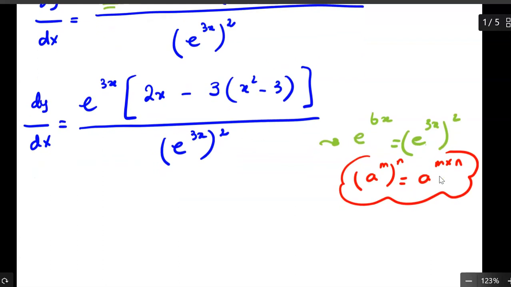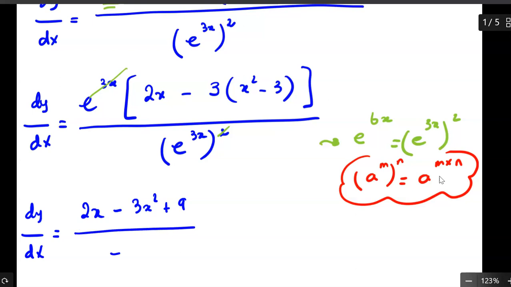So how do we simplify this any further? In this case, you can see that this and this cancel. So you should have e to the exponent 3x left. So I will have 2x minus 3x squared plus 9 if you want to multiply them out, and the bottom as a denominator will be e to the exponent 3x as the final answer.